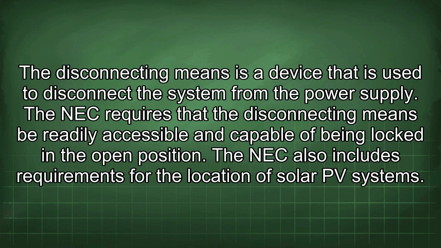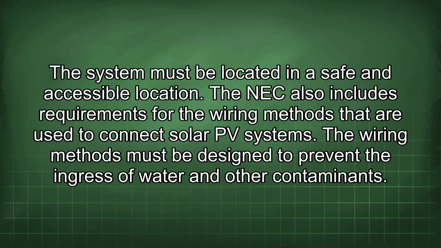The NEC also includes requirements for the location of solar PV systems. The system must be located in a safe and accessible location. The NEC also includes requirements for the wiring methods that are used to connect solar PV systems. The wiring methods must be designed to prevent the ingress of water and other contaminants.